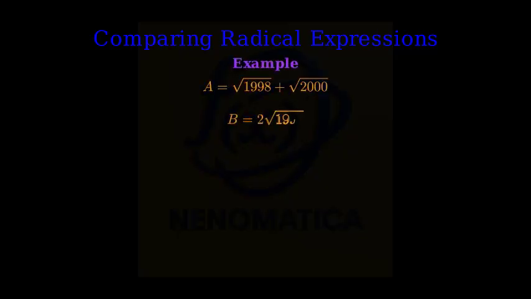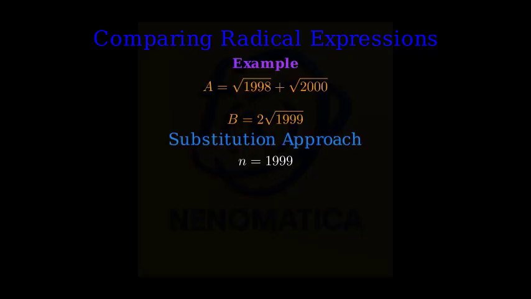Welcome to our math lesson. Today, we're going to solve an interesting comparison problem involving radical expressions. Let's start with our example. We need to determine which of the following numbers is larger. A equals square root of 1998 plus square root of 2000, and b equals 2 times square root of 1999. To solve this problem, we'll use an algebraic approach.